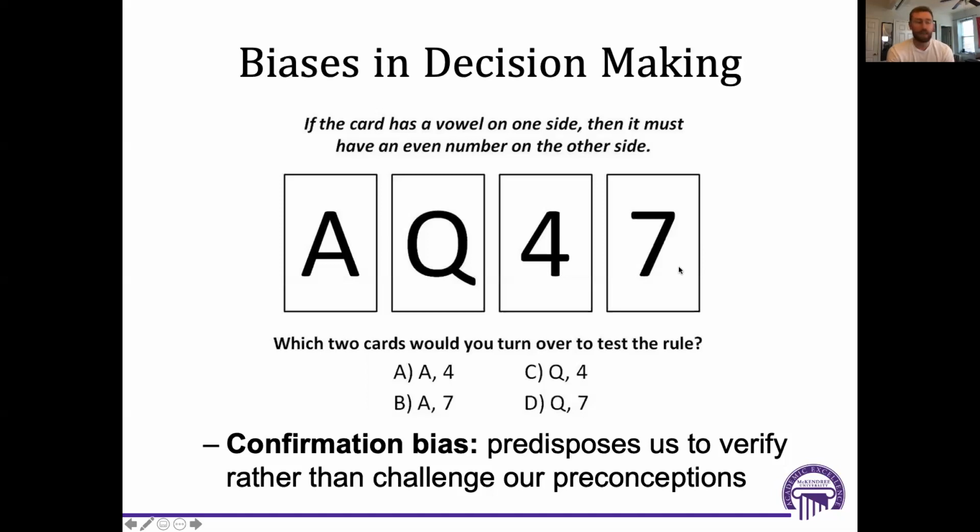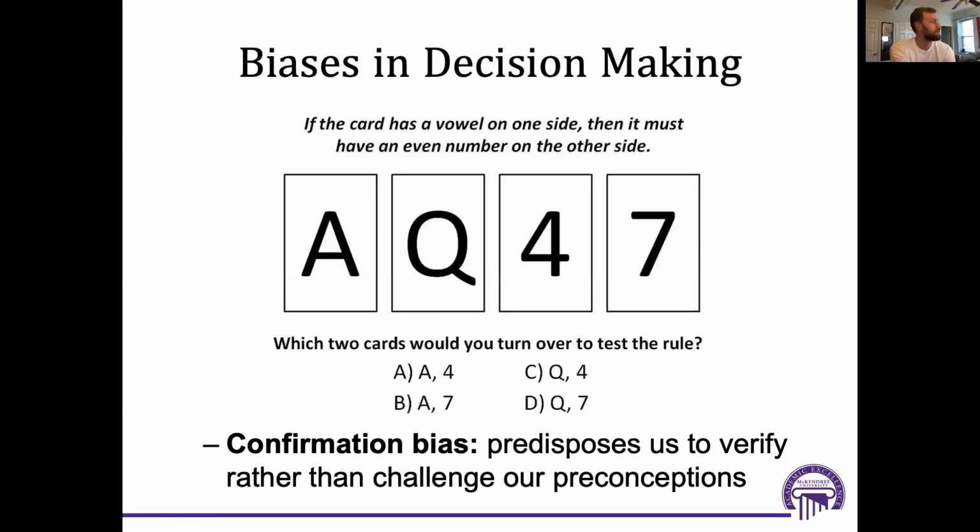You want to flip over the 7 because let's say that we found a vowel on the other side, like an E, that would disconfirm this rule, right? That would reject this rule. A lot of people choose A because they're trying to confirm the rule, but really what you need to do is disconfirm the rule, okay? So again, this is our confirmation bias at work. That was a little bit more complex of an example, but nevertheless, if you understand the general idea, that's good.